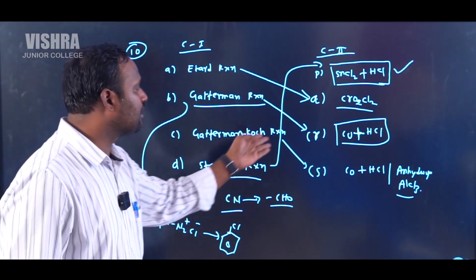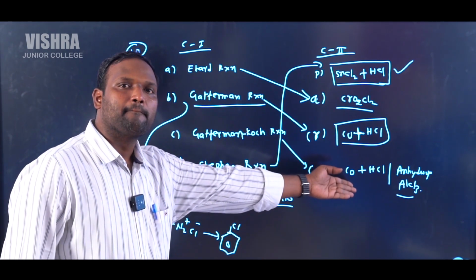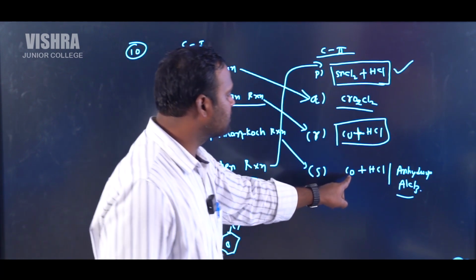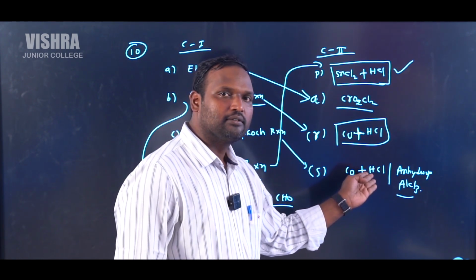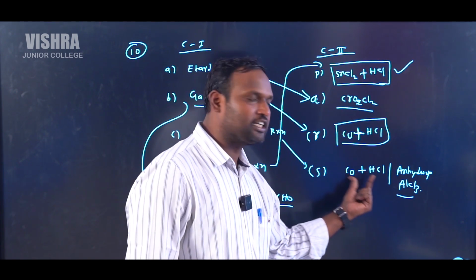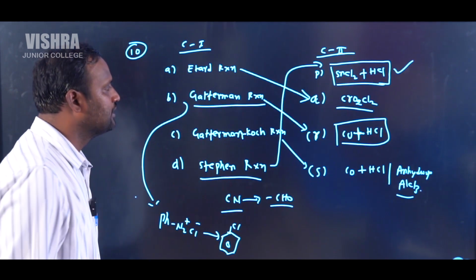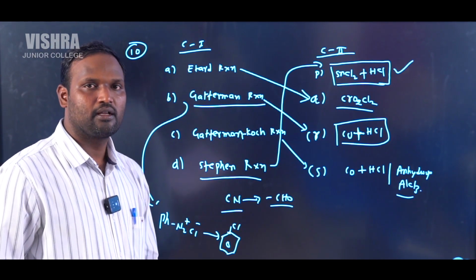Last one, the Gattermann-Koch reaction. In this case, benzene is converted into benzaldehyde. The reagent is carbon monoxide in the presence of HCl. This process takes place in the presence of anhydrous AlCl3. That is about matrix matching. Next question.